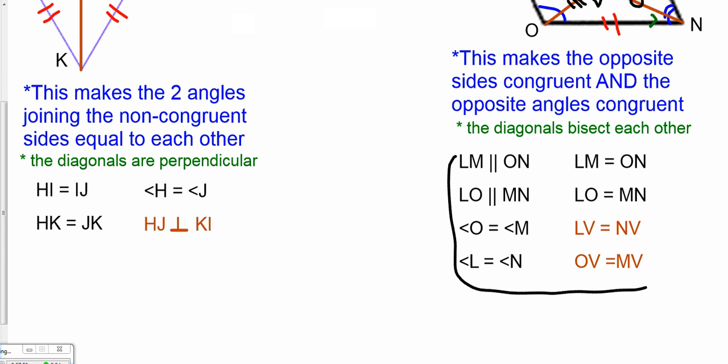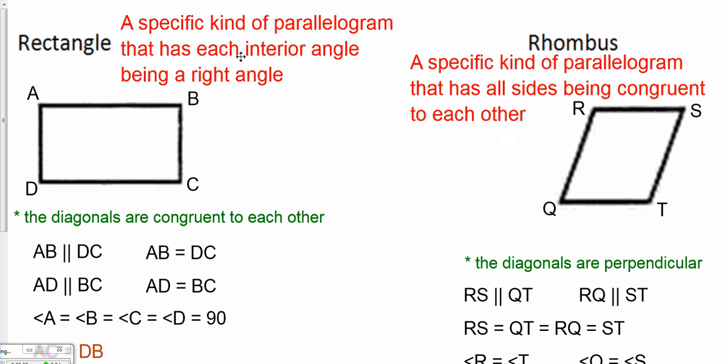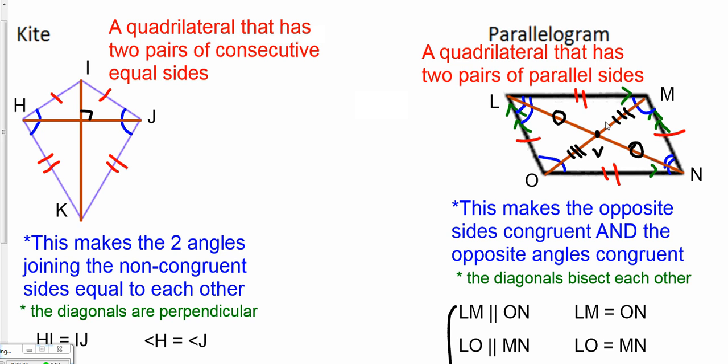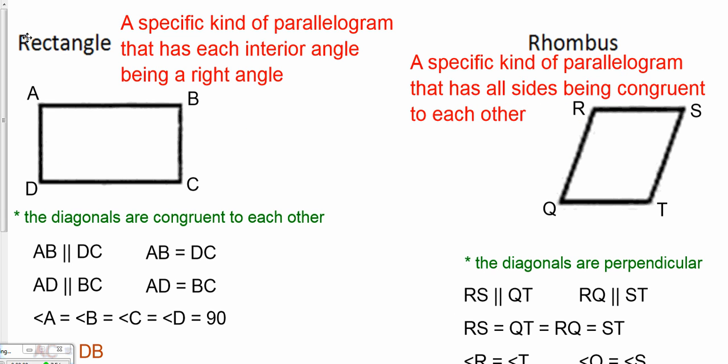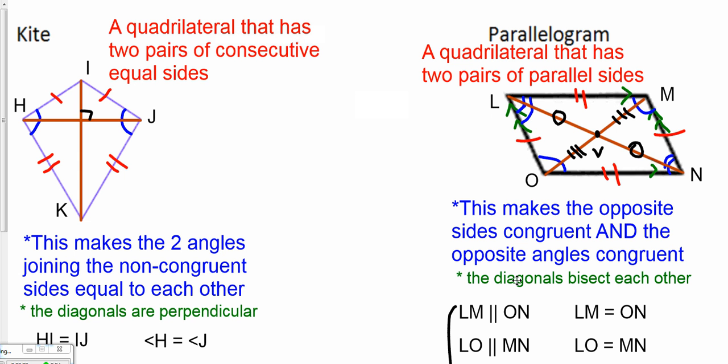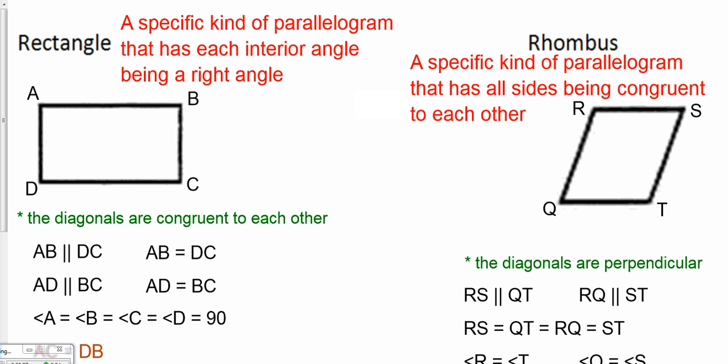Rectangle. A rectangle is a specific kind of parallelogram that has each interior angle being a right angle. So everything that was true from this parallelogram, all of this information, is also true on a rectangle. Another piece of information is that the diagonals are congruent to each other. They're exactly the same length. So not only do they bisect each other because it's a parallelogram, they're also congruent to each other. So let's draw in some of the things that this tells us.